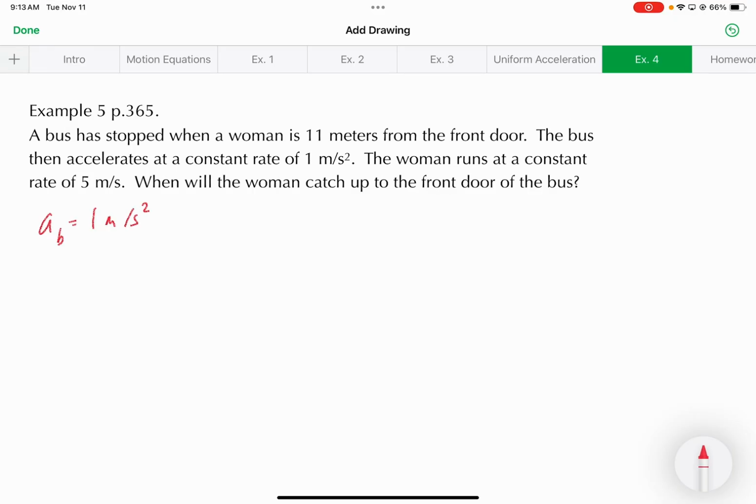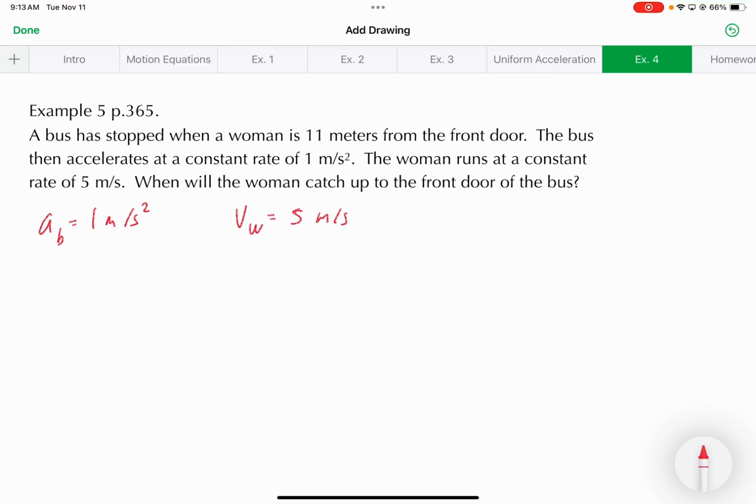The woman runs at a constant rate of 5 meters per second. So her acceleration is 0, but her velocity is 5. Because it's meters per second, that's one way we can tell that's velocity, and the other one's acceleration. So the velocity of the woman is equal to 5 meters per second. Cool, so there's that.